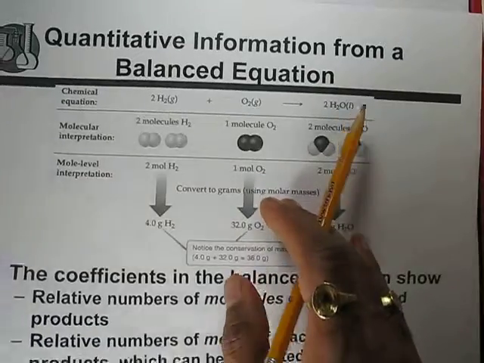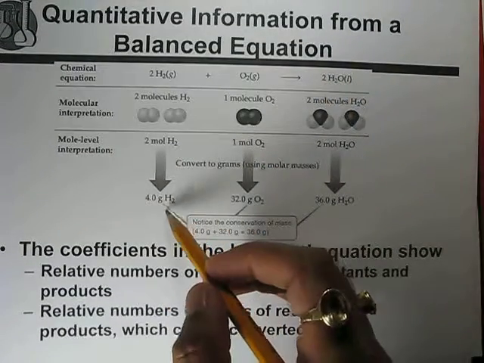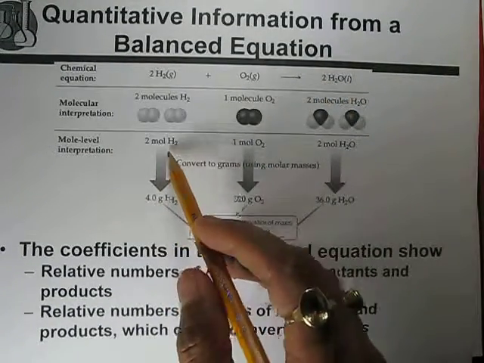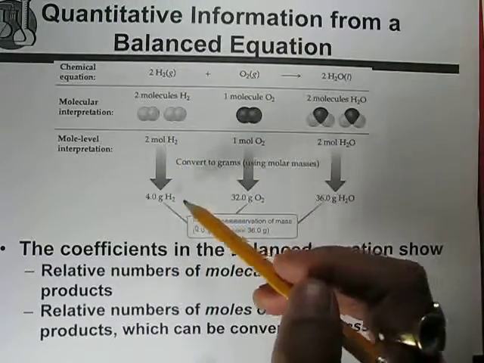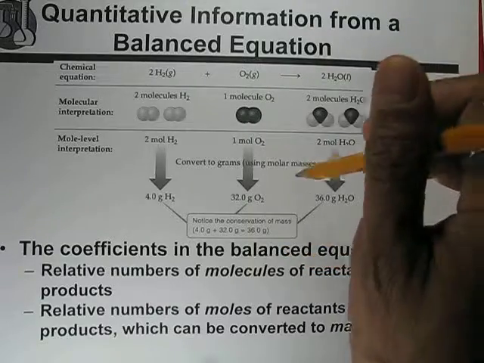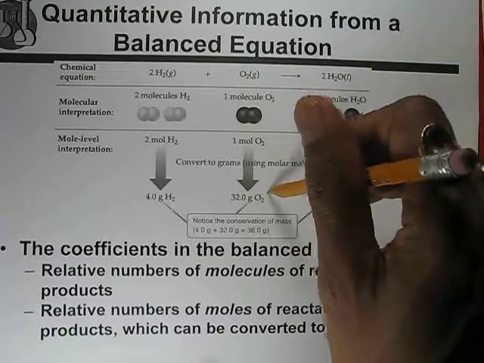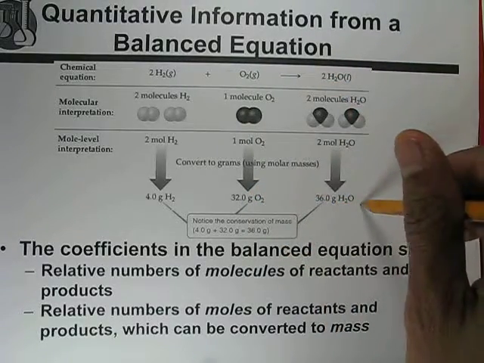And if we have to find out the gram quantities, there are 4 grams of hydrogen, because the total atoms are 4, reacting with 32 grams of oxygen gas. They are producing 36 grams of water.